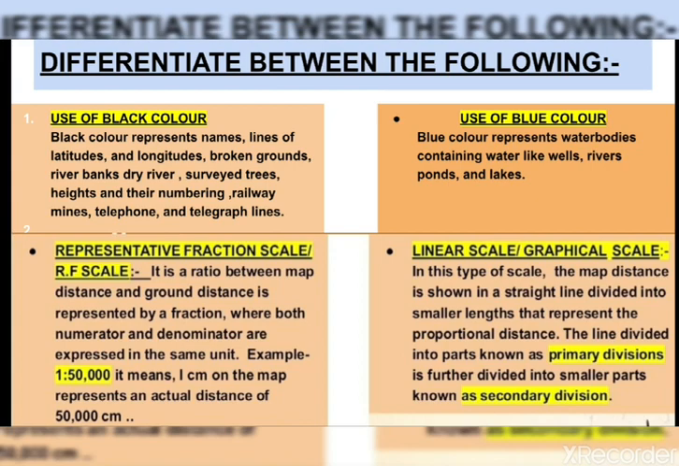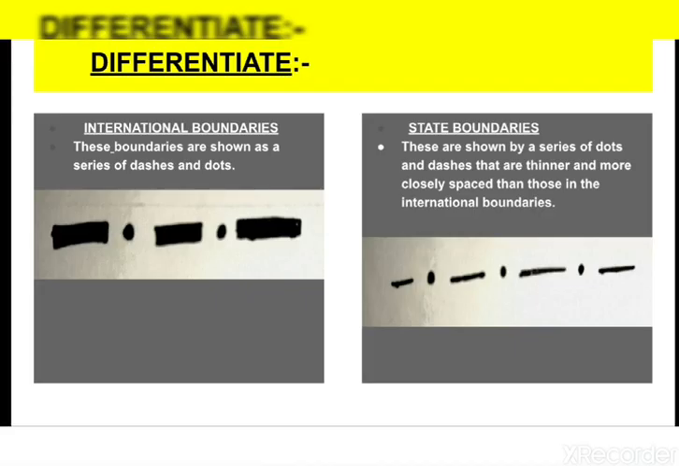Okay, now we will do the next one, that is international boundary and state boundary. So in the international boundary you will write, these boundaries are shown as a series of dashes and dots. As you can see, I have given the symbol, you also have to do. And in state boundary you will write, these are shown by a series of dots and dashes that are thinner and more closely spaced than those in the international boundaries. So these two symbols also you need to give with the differentiate.